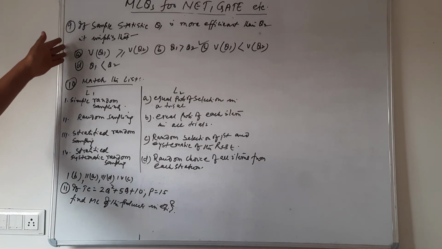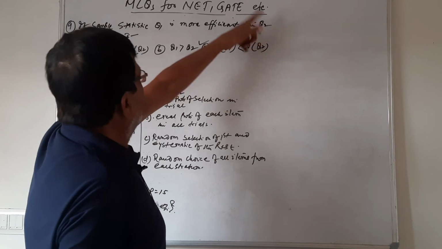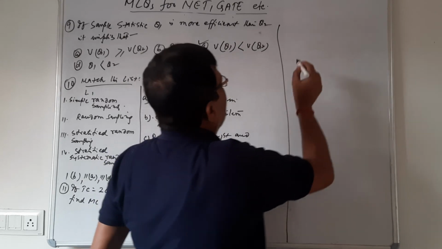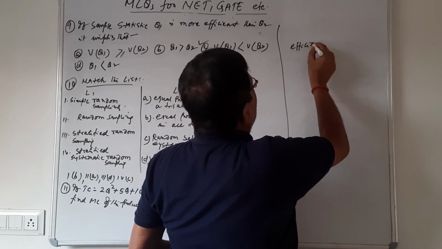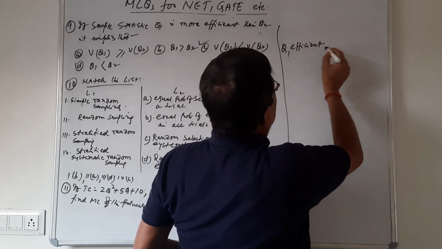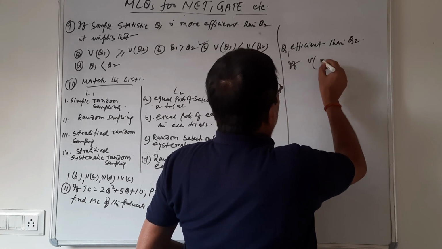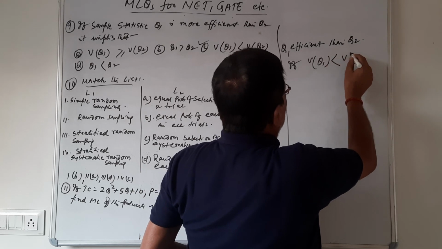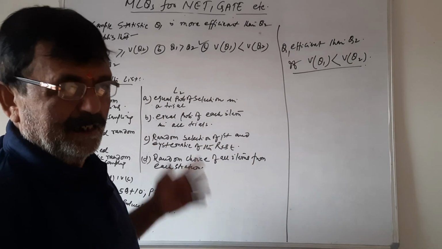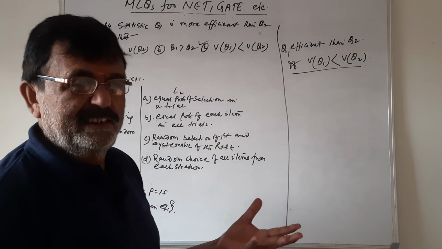In the 9th question, it has been asked, if sample statistic theta1 is more efficient than theta2, it implies that in statistics, theta1 is efficient than theta2 if variance of theta1 happens to be less than variance of theta2. Smaller the variance, more effective is the relationship, more effective is the variables, more useful are the estimates.